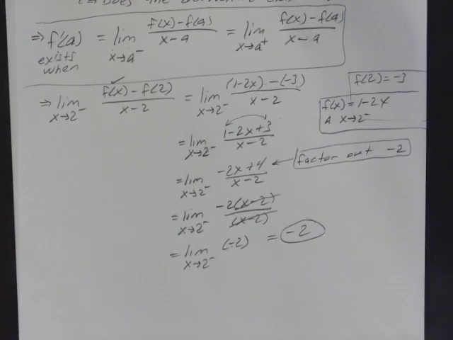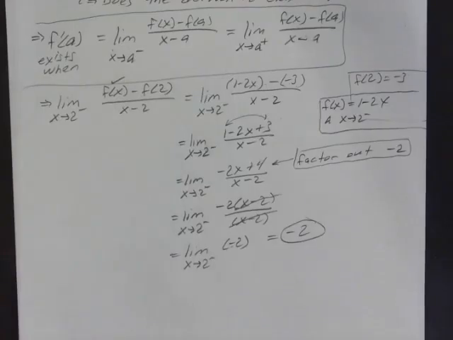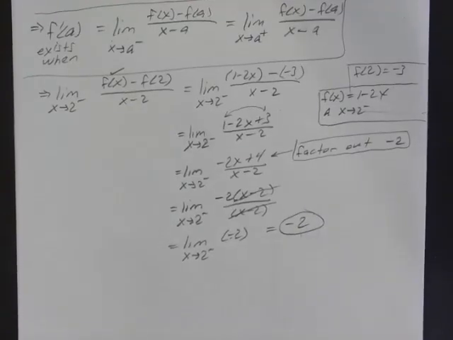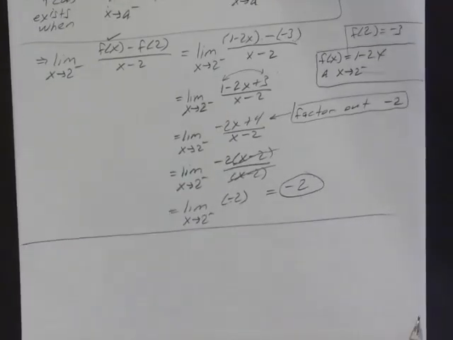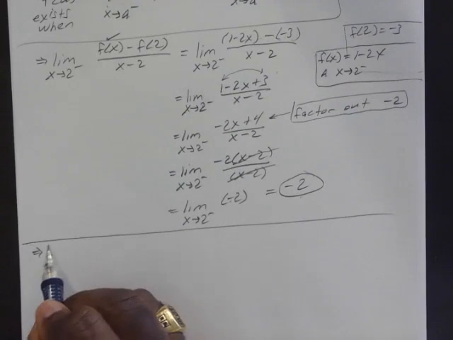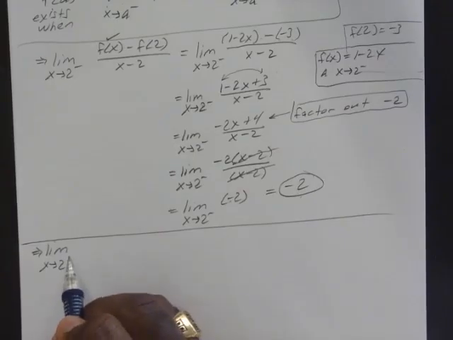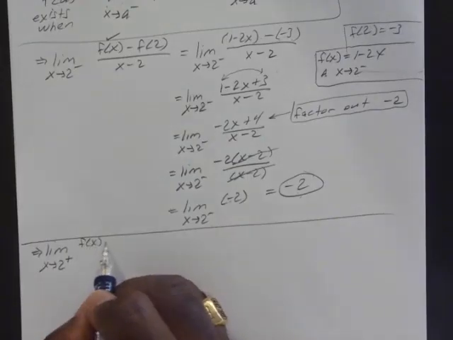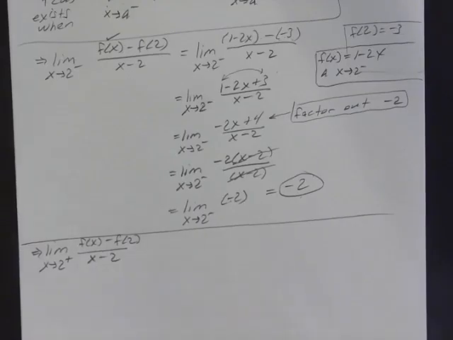Okay, and we do the exact same thing for the limit from the right. And if that turns out to be negative 2 also, then it's differentiable. If it's a number other than negative 2, then it's continuous but not differentiable. So we're going to take the limit as x approaches 2 from the right of f of x minus f of 2 divided by x minus 2.